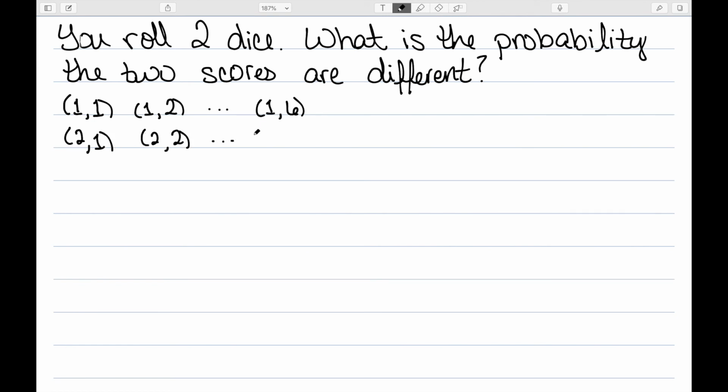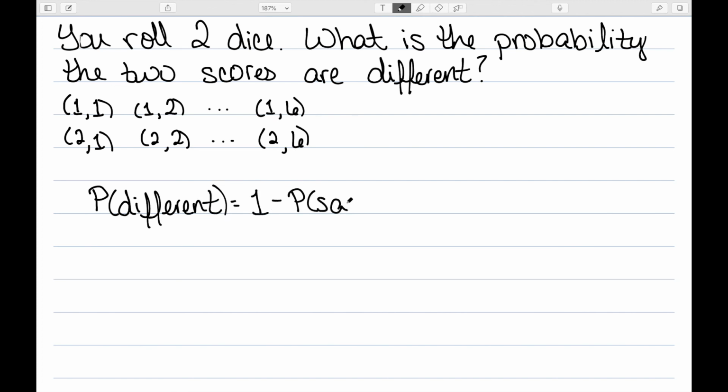I'm not going to list all of these out, but we do have a lot of them. And we would have to sit here and list all of these out and then count all of the ones where the 2 numbers are different. Or we could think this through with complements. The probability of them being different is 1 minus the probability that they're not different or that they're the same. Well, we know there are 6 sides of a dice. We know there are 6 ways to roll doubles. Double 1, double 2, double 3, double 4, double 5, or double 6. And there are 36 ways to roll 2 dice. So this probability will be 30 out of 36.